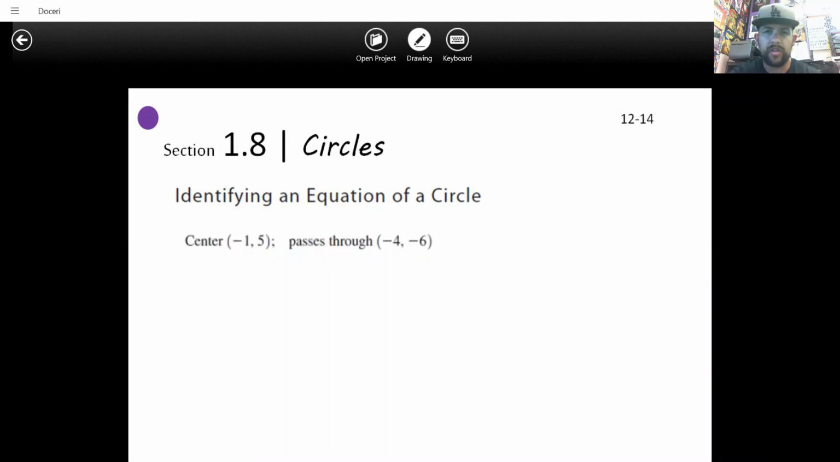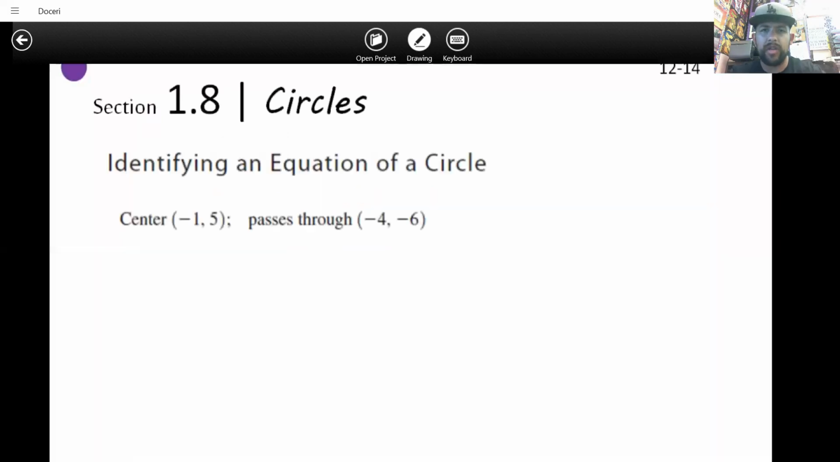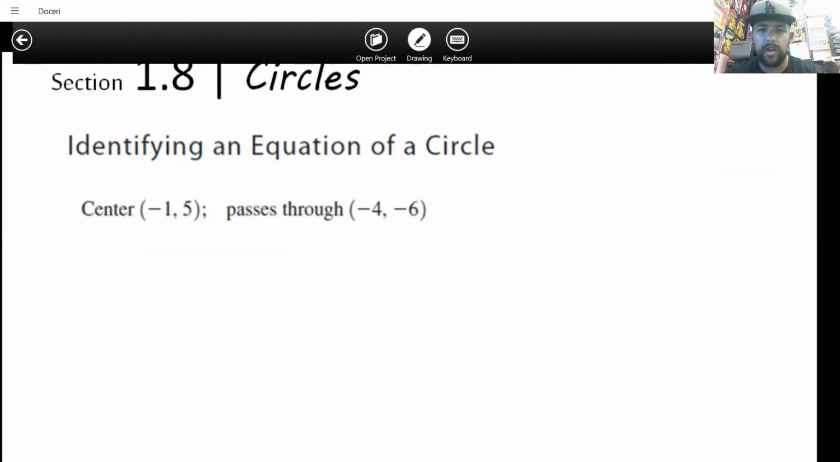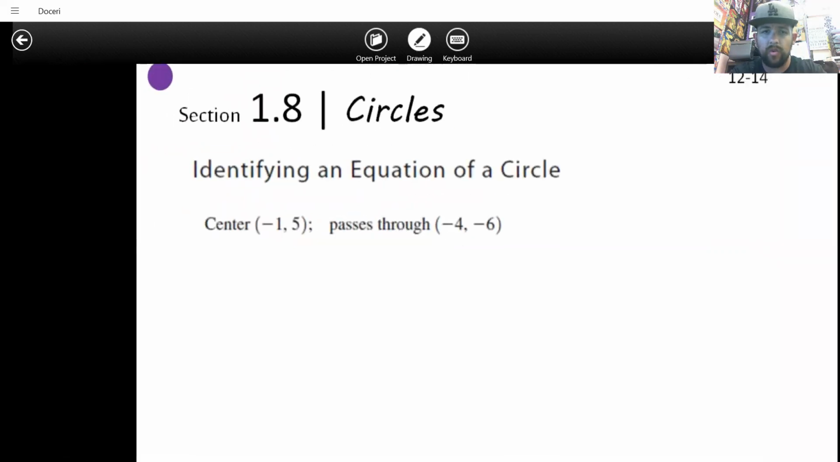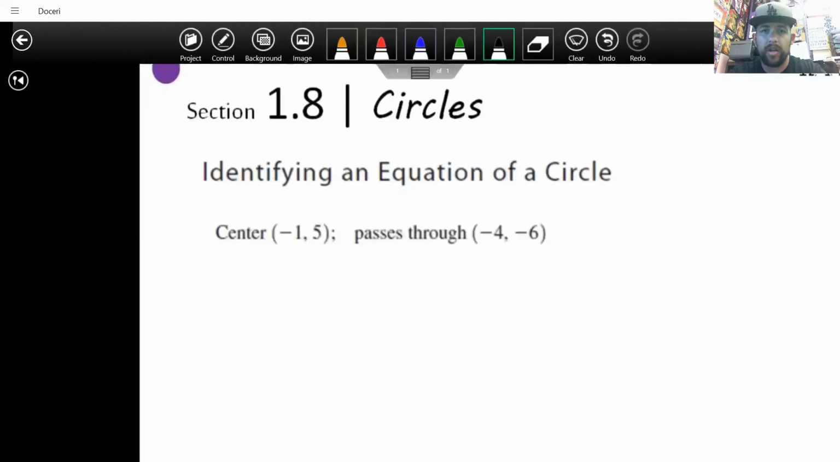I think my first period did this one, but we're going to do this together. For the circles, identify the circle that passes through the point -4, -6. The way we're going to do this is write out the equation for the center using the points -1 and 5. Once we have that, we're going to plug in our point that passes through, -4, -6, and then we're going to find r. So let's go ahead and do that.